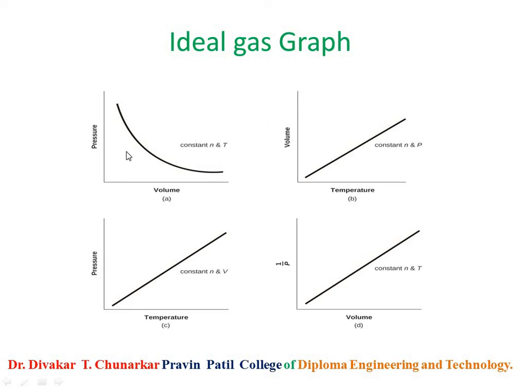And this is the ideal gas equation. This graph is plotted between volume and pressure. This graph is plotted between volume and temperature. This graph is plotted between temperature and pressure. And this graph is plotted between volume and pressure at constant temperature.